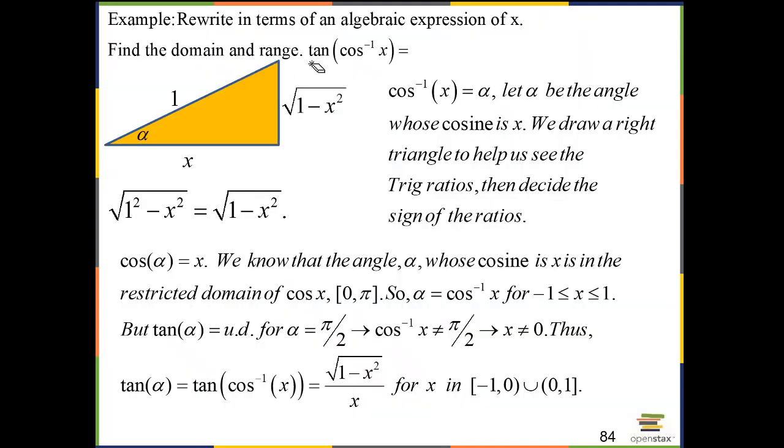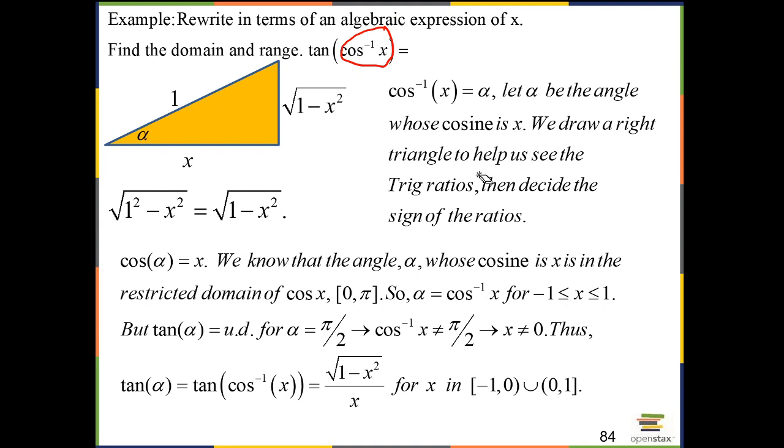Okay, so here's an example. Rewrite in terms of an algebraic expression of x. Find the domain and range of tangent of cosine inverse of x. So we're going to think of cosine inverse as an angle whose cosine is x. So here you go. X here, 1 there. So this has to be the square root of 1 minus x squared by the Pythagorean property. So cosine inverse is alpha. Let alpha be the angle whose cosine is x.